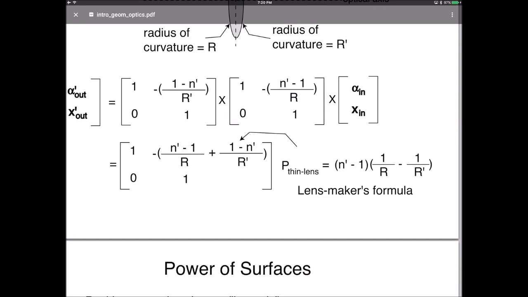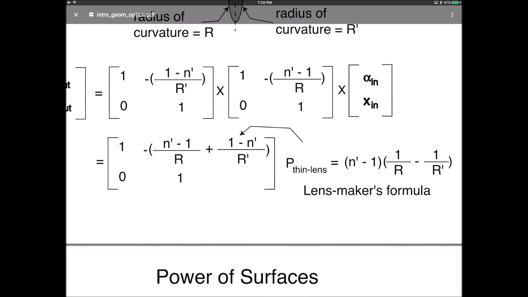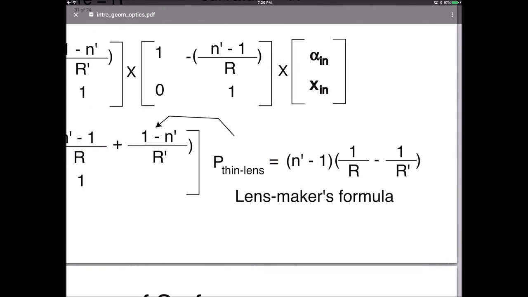The second term on the first row of the matrix is called the power of the thin lens. Why this is important, we will see in a couple of slides. Let's first define this term at least as the power of the thin lens. And if we do a little bit of algebraic manipulation on that, we get this kind of a term, which is n prime minus 1 times 1 over r minus 1 over r prime.